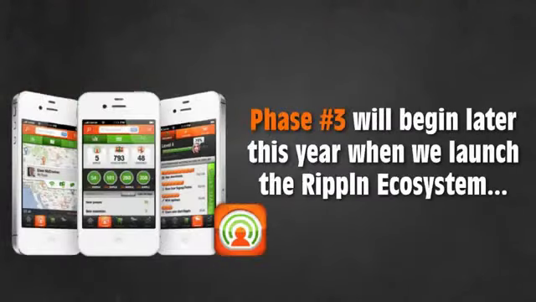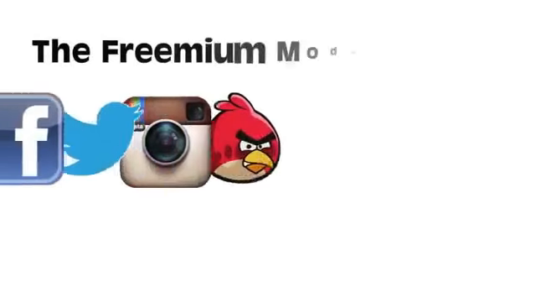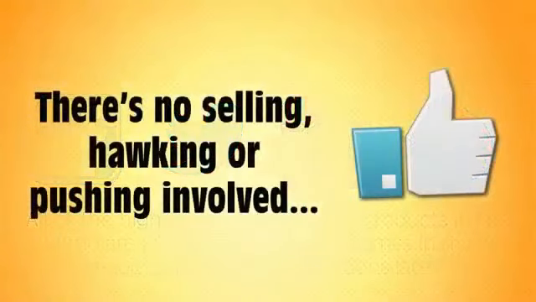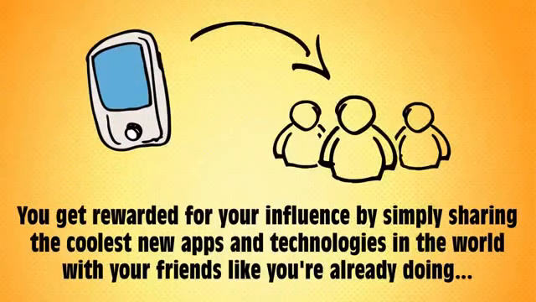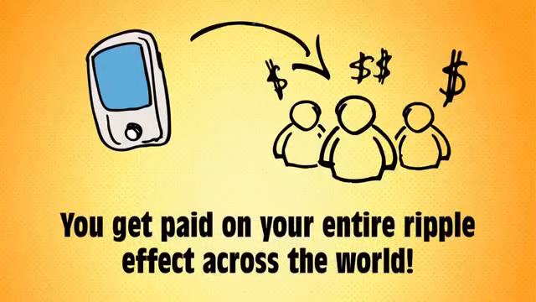Now, phase number 3 will begin later this year when we launch the Rippln ecosystem. During this phase, people will start downloading, sharing, and buying things within the app. And as we already know, the freemium model works. All of the highest valued new tech products in the world are free, and the money comes in from in-app purchases and transactions later. And what's cool about this is there's no selling, hawking, or pushing involved. You get rewarded for your influence by simply sharing the coolest new apps and technologies in the world with your friends like you're already doing. And you get paid on your entire ripple effect across the world.